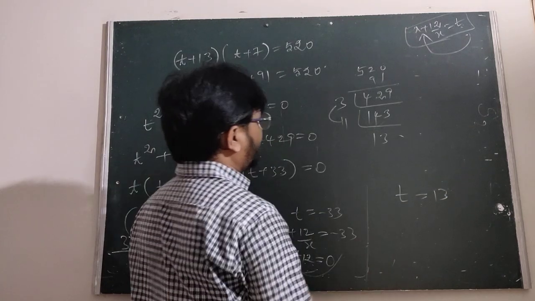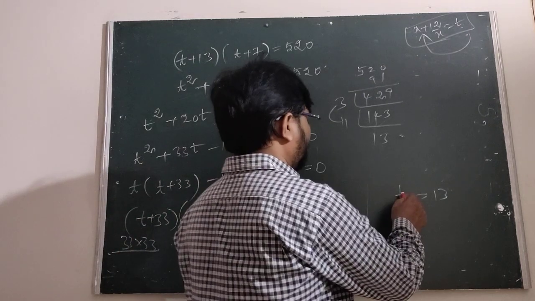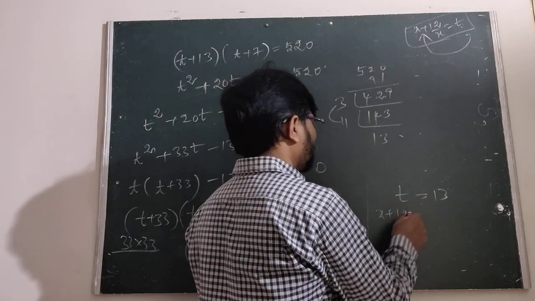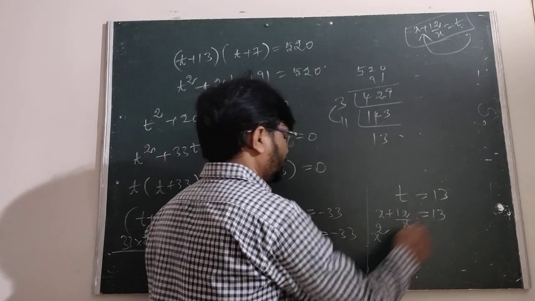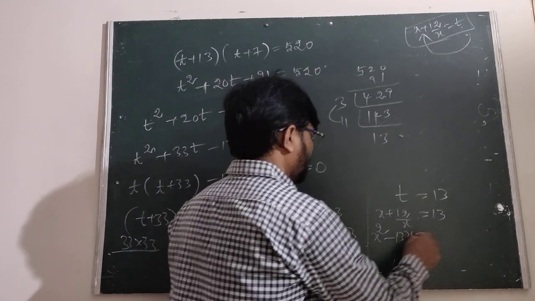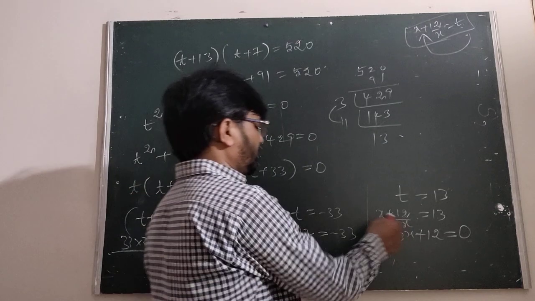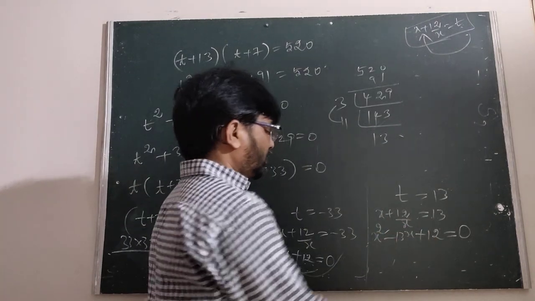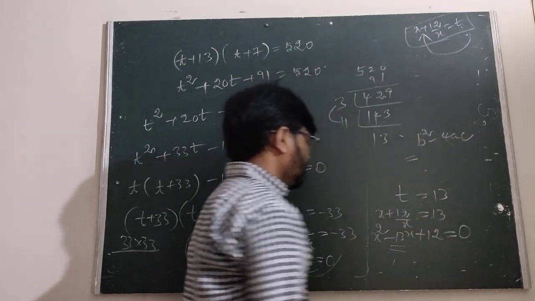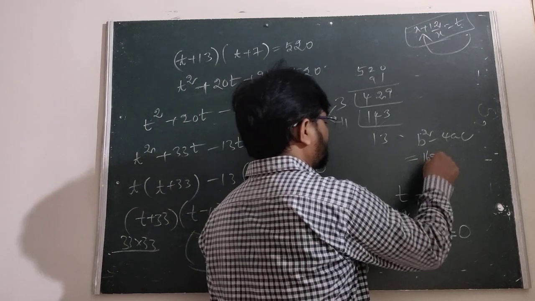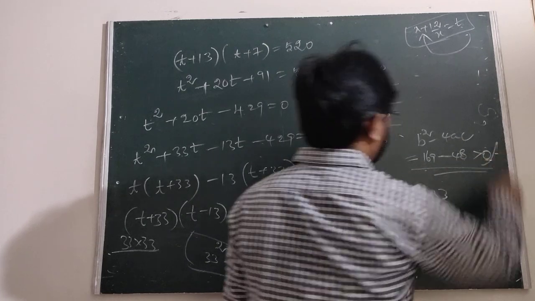Now we are getting another value of t, t equal to 13. Therefore now we are taking t as x plus 12 by x equal to 13. Now this is x square minus 13x plus 12 equal to 0. Undoubtedly you can write the discriminant here, b square minus 4ac. The value of b square is 169, minus 4ac is 48. This is also greater than 0.